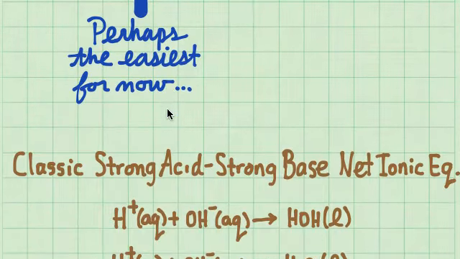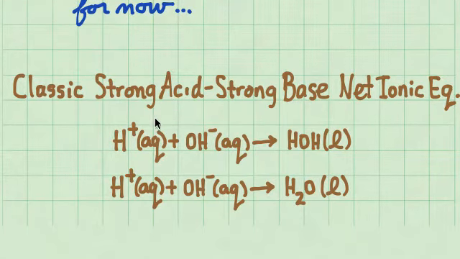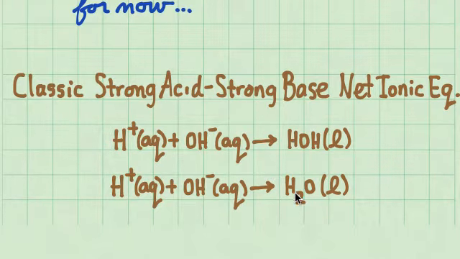The classic strong acid, strong base net ionic equation, where I only list the ions reacting, would be the acid, the base, and the water. A lot of times I'll write water as HOH to emphasize that the H plus is attracted to the OH minus and they bond together, but of course it's H2O, water, liquid.